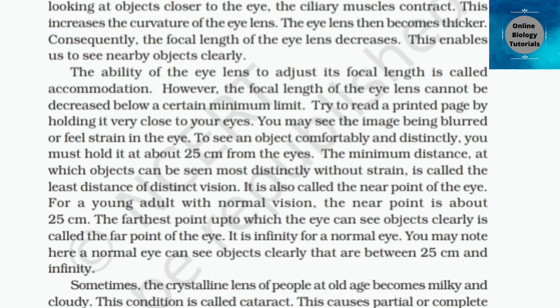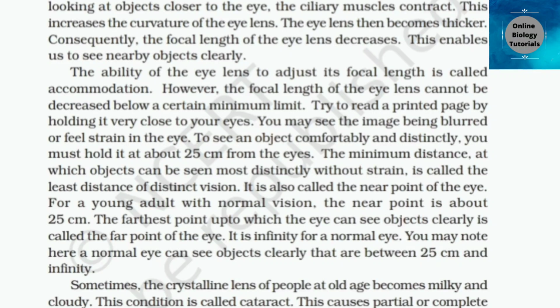However, the focal length of the eye lens cannot be decreased below a certain minimum limit. Try to read a printed page by holding it very close to your eyes. You may see the image being blurred or feel strain in the eye. To see an object comfortably and distinctly, you must hold it at about 25 centimeters from the eyes. The minimum distance at which objects can be seen most distinctly without strain is called the least distance of distinct vision. It is also called the near point of the eye.